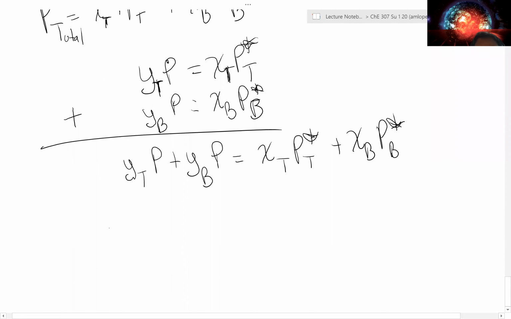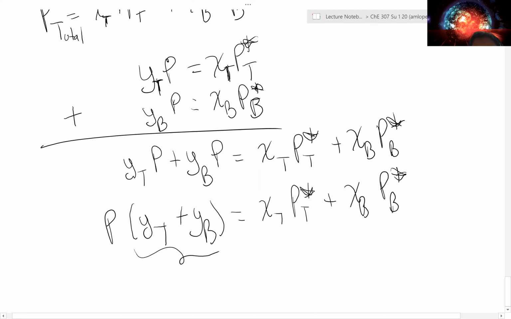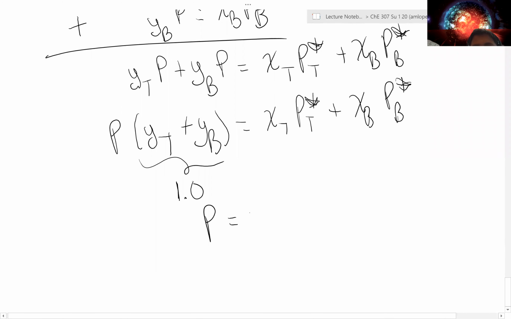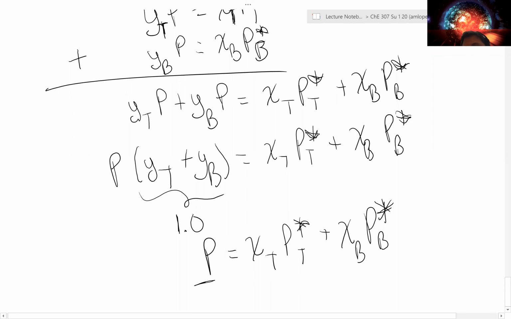And then if I factor out P, what is this value? y_T plus y_B. That's 1. It's unity, right? They're the only two components. If that's unity, I'm left with total pressure is equal to x_T times P_T star plus x_B times P_B star. And so application of Raoult's law also lets us figure out, based on the values we have, what's the total pressure. I figured it was worth the while to do that really simple derivation so you can kind of see where I'm getting these equations from.